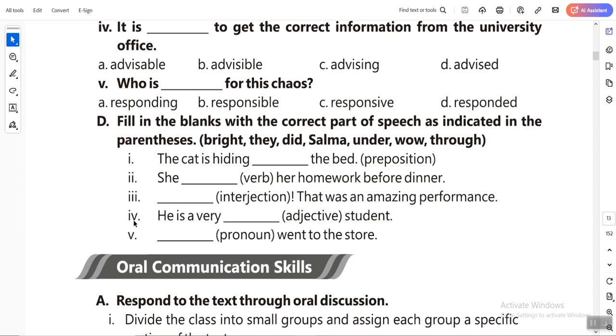Then come to statement number 4. He is a very dash student. Here they have asked us to find an adjective. So you can use an adjective over here, bright. Yes, he is a very bright student.